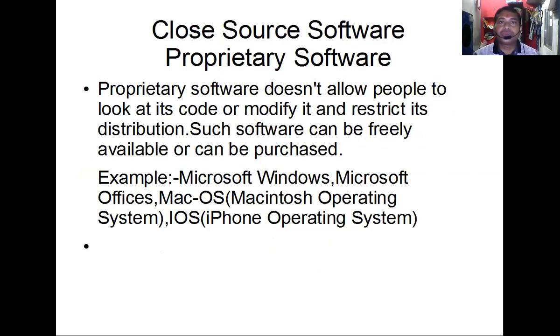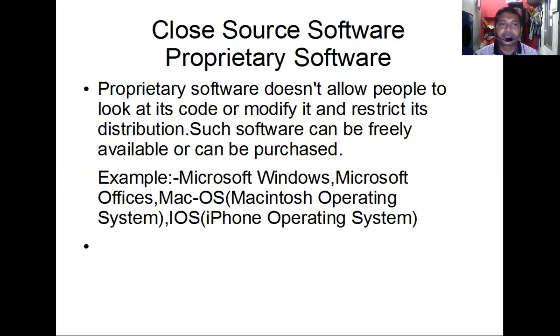Next, closed source software, also called proprietary software. Proprietary software does not allow people to look at the code and modify it, and restricts distribution. Such software can be freely available or can be purchased. Examples: Microsoft Windows, Microsoft Office, Mac, the Macintosh operating system, and iOS, the iPhone operating system. These are closed source software examples.